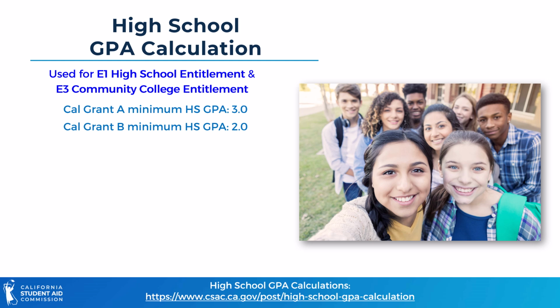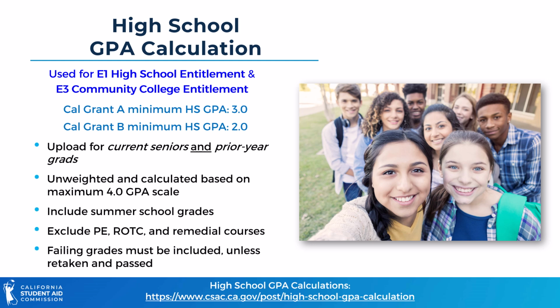As mentioned in the previous slide, a high school or college GPA is required for Cal Grants A and B. As a reminder, Cal Grant C, specific to vocational or technical certificated programs, is the only Cal Grant that does not require a GPA. But a high school GPA must be submitted to the Commission for the E1 High School Entitlement Award consideration, even for dually enrolled students. If your student management system does not calculate Cal Grant GPAs for you automatically, please use the following guidelines to manually calculate GPAs.